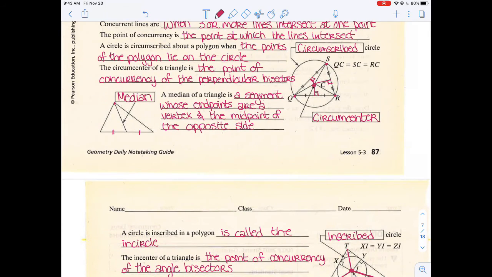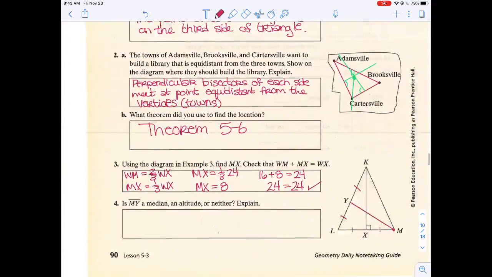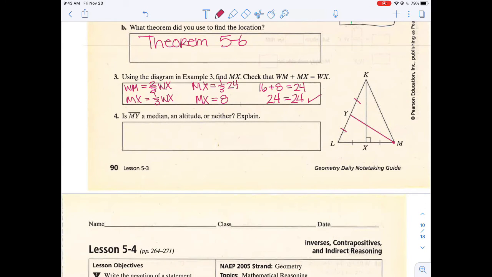A median of a triangle is a segment whose endpoints are on a vertex and the midpoint of the opposite side. It's on a vertex, it splits the other side in half, so this has to be the midpoint of the opposite side. This would be a median. And our explanation is because its endpoints are a vertex and a midpoint of the opposite side.